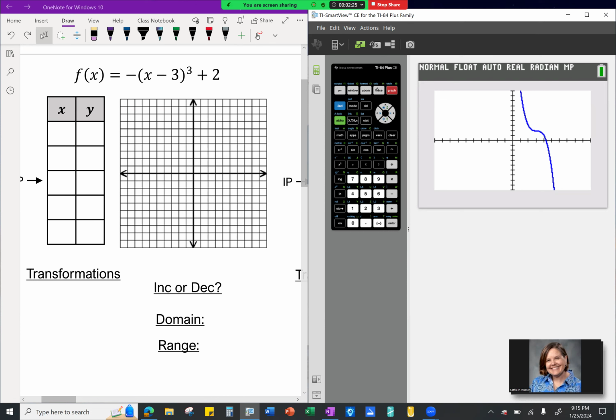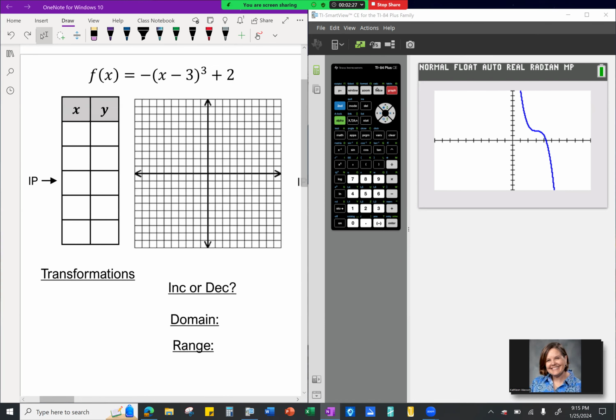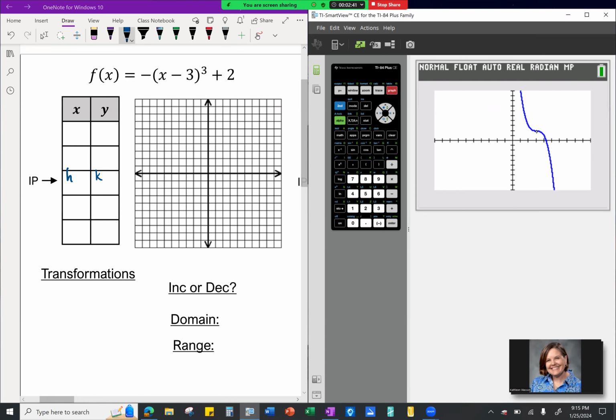You can get your inflection point, which we'll put in the middle of the table, from the HK, from your transformation formula, or you can look here in the middle of the curve and confirm for yourself there that the inflection point where it changes from opening up to opening down is at 3, 2.